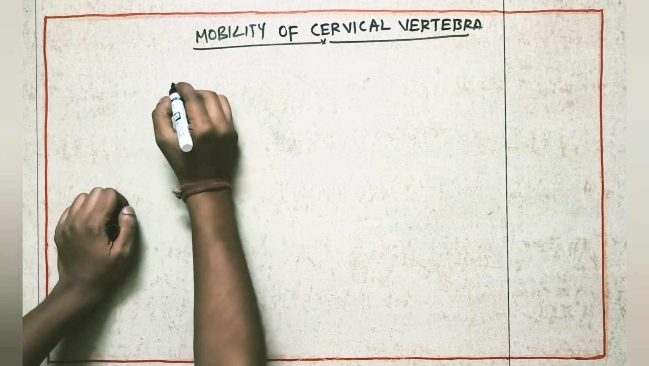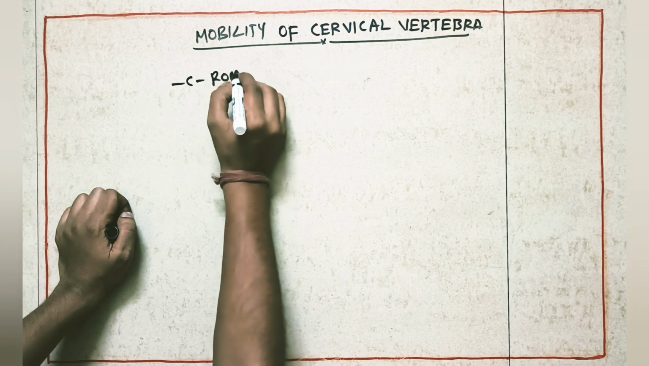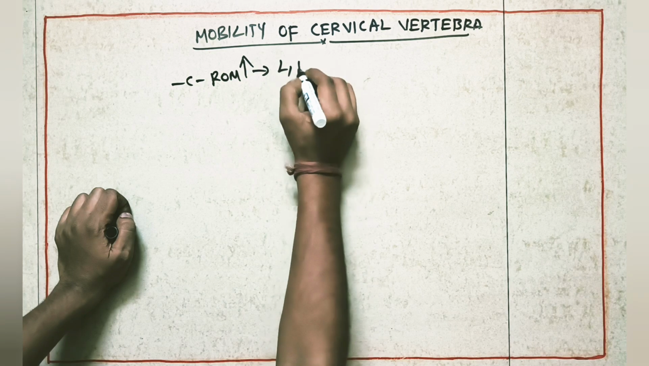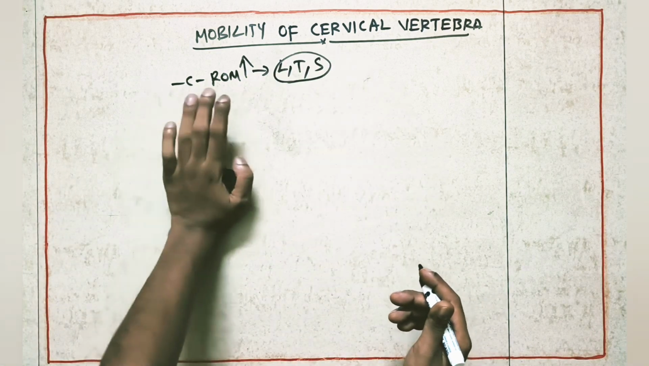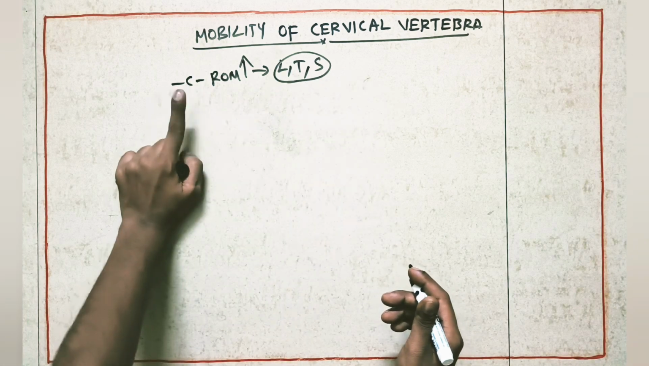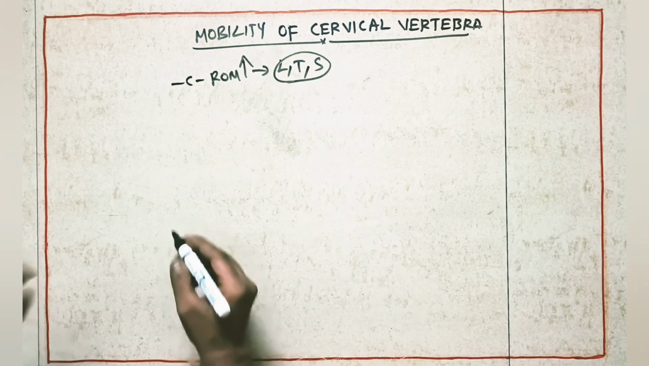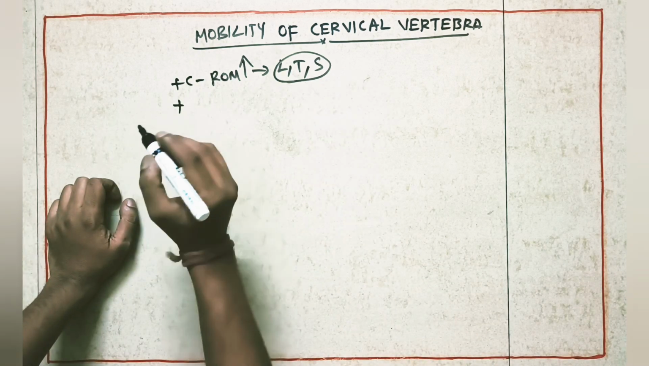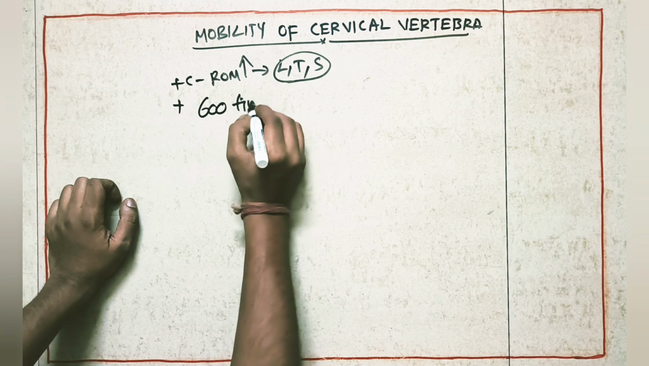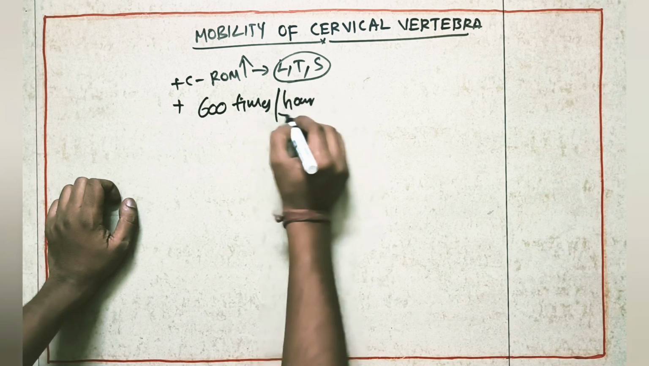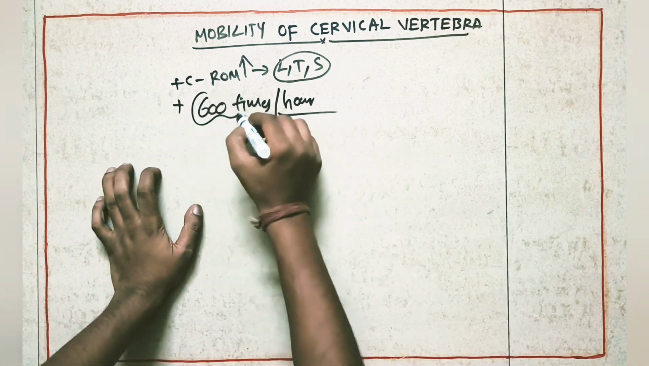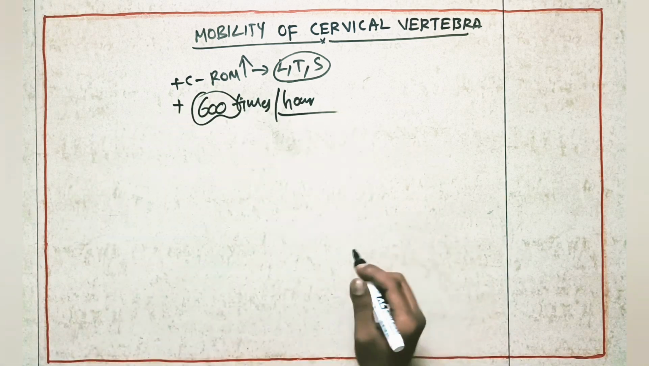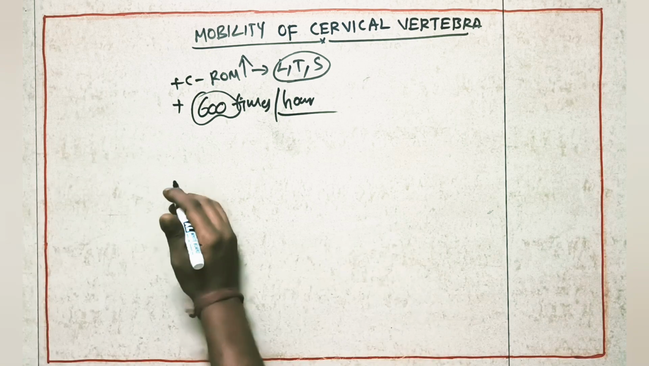So if we take the cervical spine, ROM, range of motion, is more compared to the lumbar, thoracic, and sacral regions. Compared to other vertebral regions, the cervical region ROM is more. And one more crazy point: the cervical spine will move 600 times per hour. Even though we are active or sleeping, it is going to move almost 600 times per hour. So see how much mobility it has.